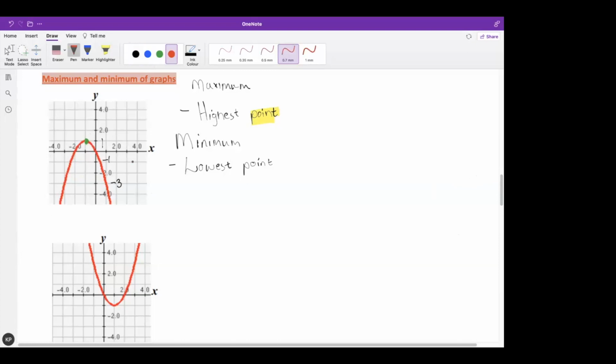This graph should actually have arrows going down, because it goes on forever and ever. So this graph only has a maximum. So what is my coordinate for my maximum point? So we've established, yes, Tando?